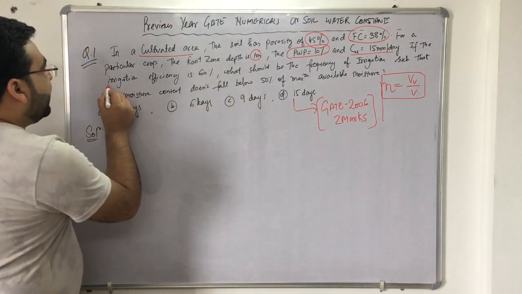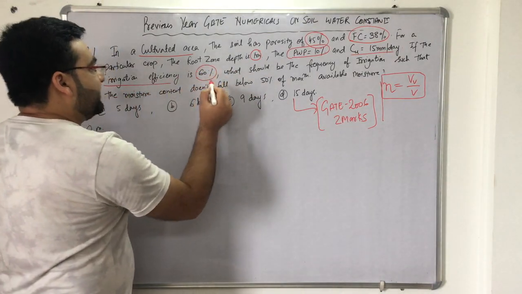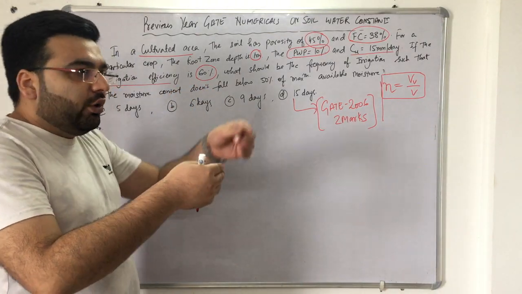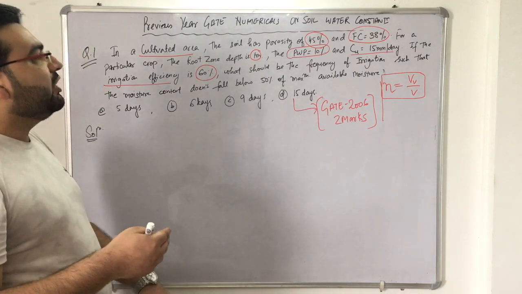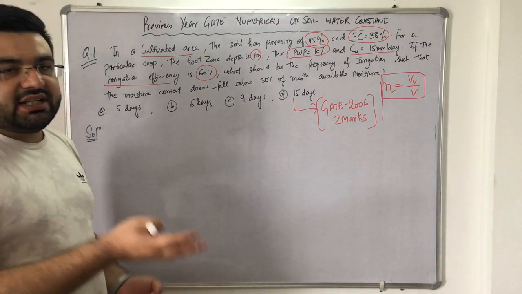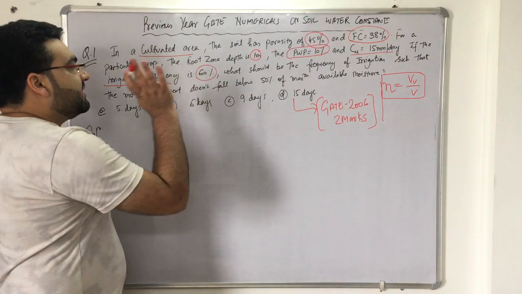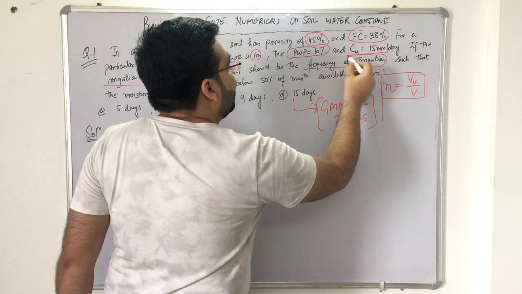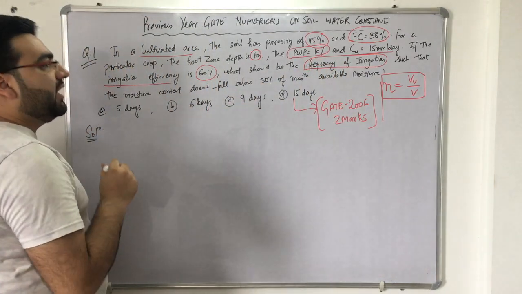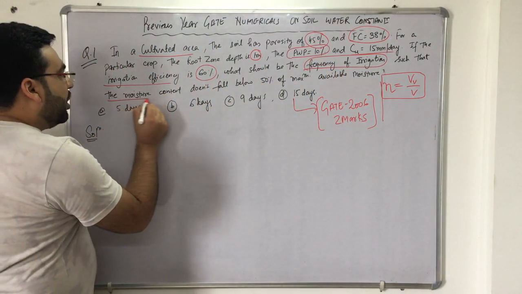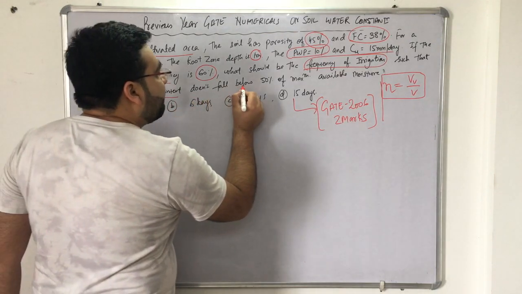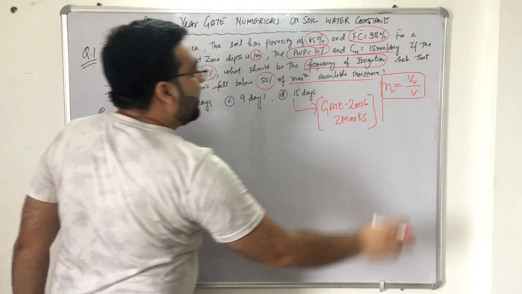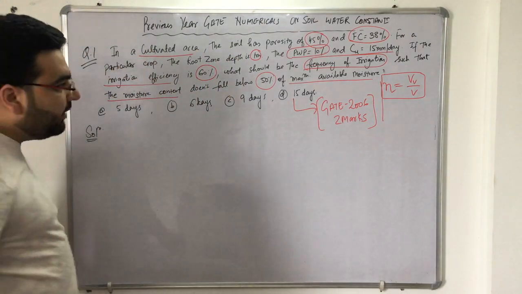If the irrigation efficiency is 60%, it means that if you are giving some water, only 60% of the water is being utilized by the plants and 40% is wastage for you, right? What should be the frequency of irrigation? We have to calculate the frequency of irrigation such that the moisture content does not fall below 50% of the maximum available moisture. Clear?